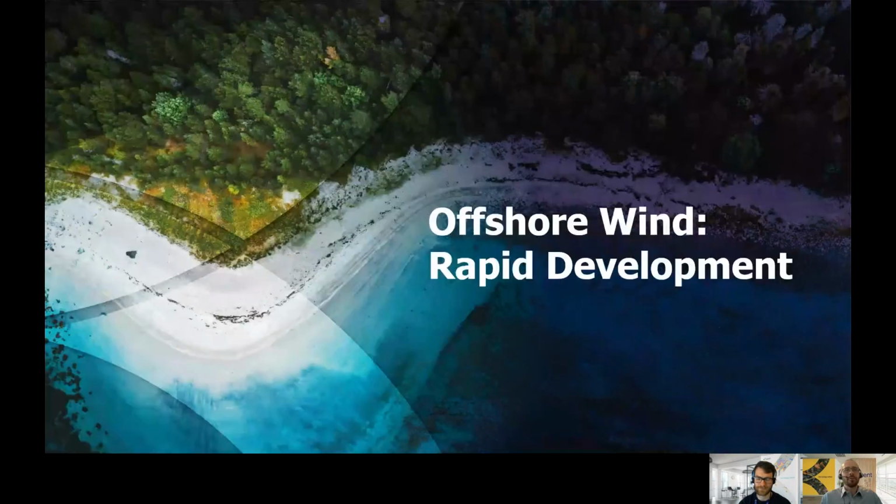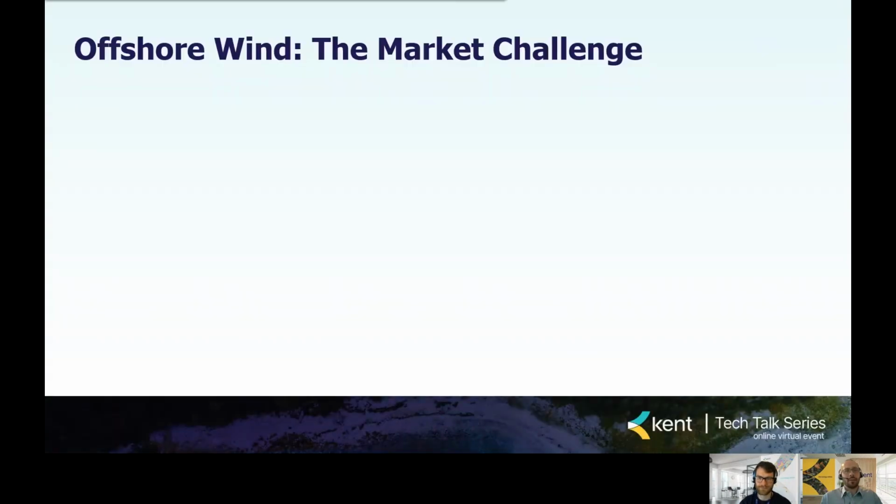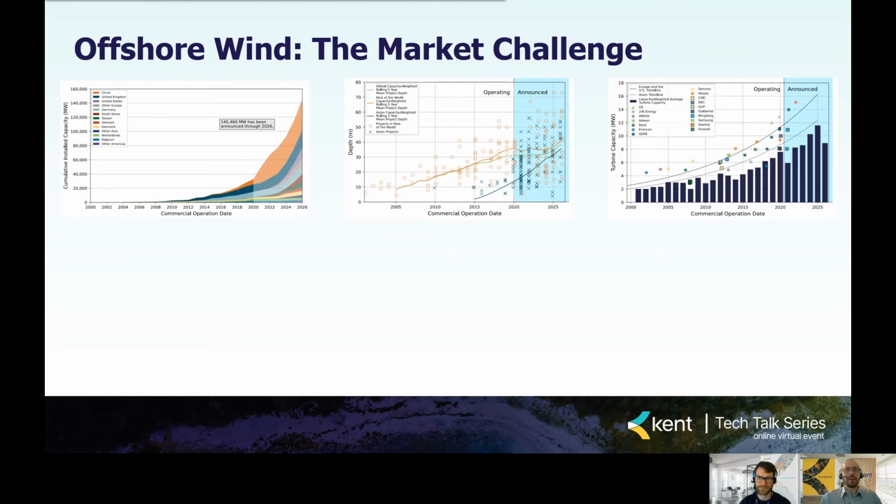Starting then with the offshore wind industry at the moment, a series of graphs here, and I don't want to focus on the detail, but looking at the trends. Here we see top left the installed capacity of offshore wind farms, historic trend and future predictions. In the middle, looking at water depths for sites being developed for offshore wind farms. And on the right-hand side, looking at the turbine size for these wind farm developments.